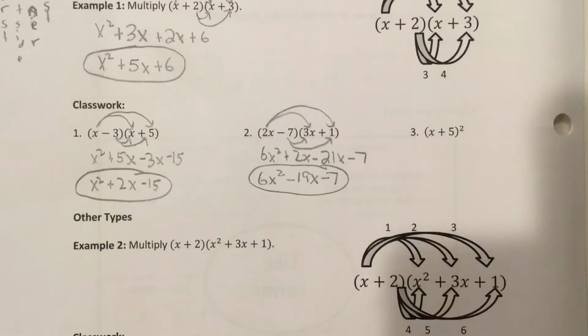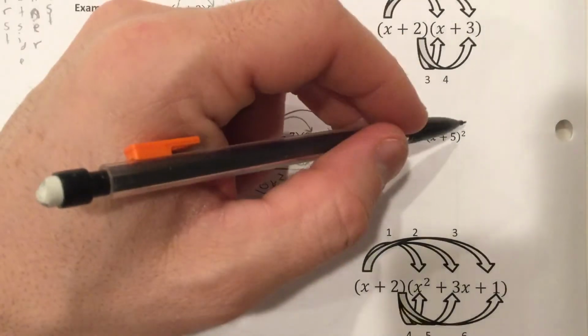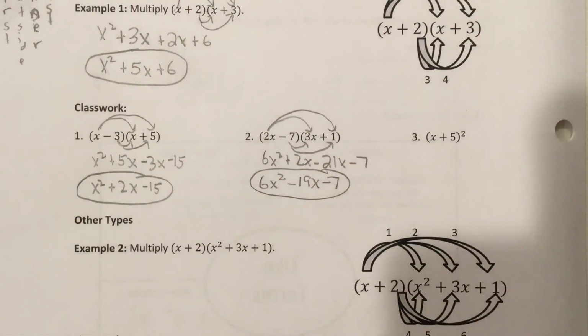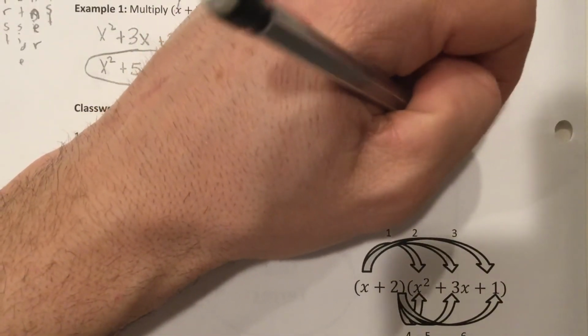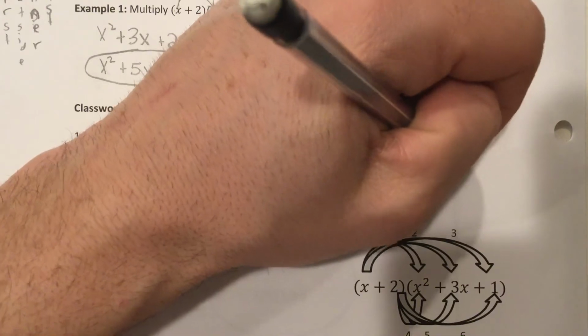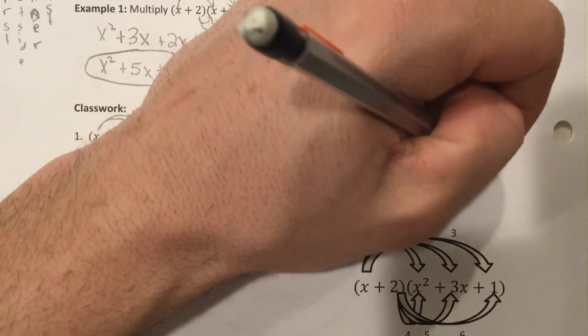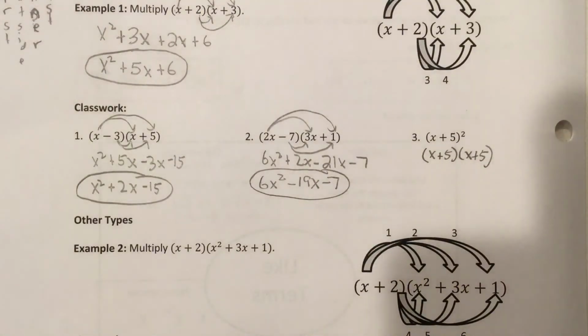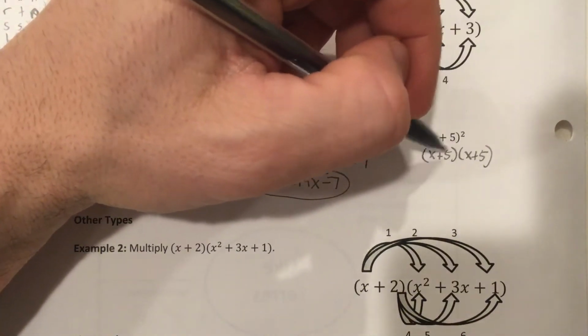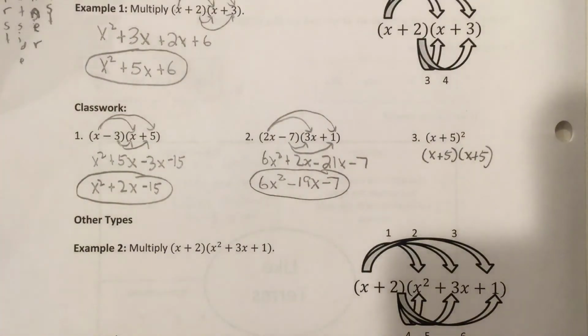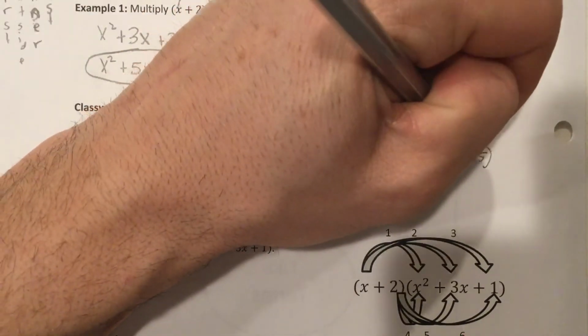Number 3 is a little tricky because remember, when you square something, it means to multiply by itself. So I'm multiplying x plus 5 times itself. So I have to rewrite this as x plus 5 times x plus 5. That's your first step. The x plus 5 is what's being squared, so you have to write that twice, which now makes it a FOIL problem or a double distribute.